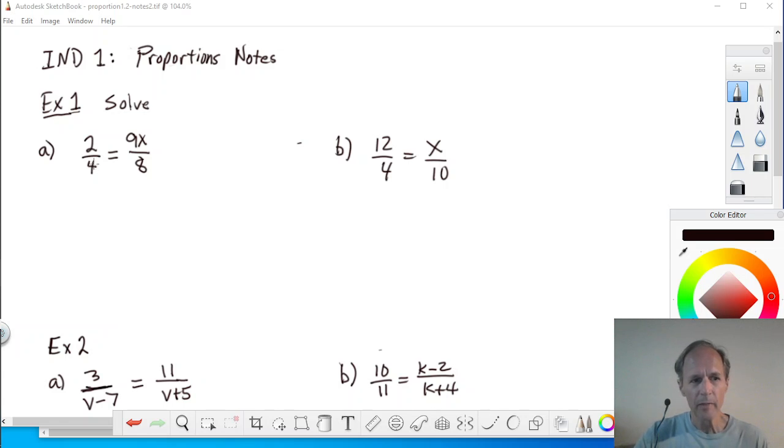So we take 2 times 8, that's 16. Just cross multiply like this, and then set that equal to 4 times 9x, 36x. Now, this is just a regular problem like we've been solving for a while now, right? Want to get rid of the 36x, so we divide both sides by, we want to get rid of the 36 and isolate the x, so we divide both sides by 36.